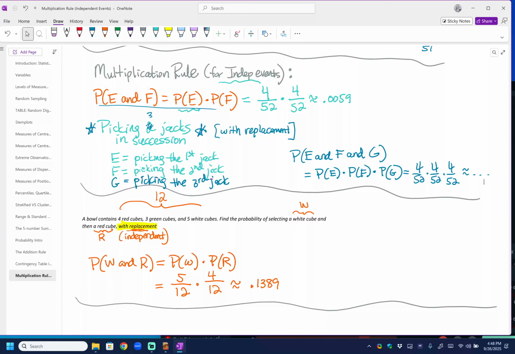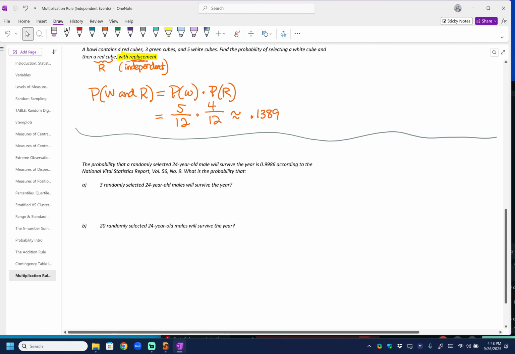Okay, let's look at an example. It says the probability that a randomly selected 24-year-old male will survive the year is 0.9986, according to the National Vital Statistics Report. What is the probability that 3 randomly selected 24-year-old males will survive the year? Okay, seems a little dreaded, but this is something that insurance companies will use, specifically life insurance companies. So definitely a common statistical application in a real-world setting if you're in life insurance.